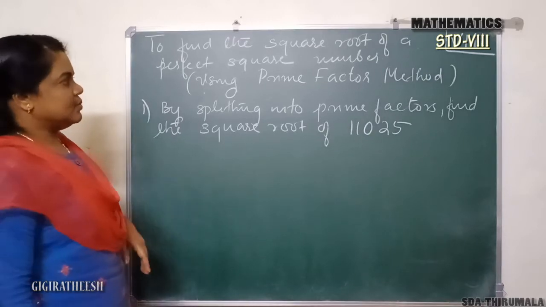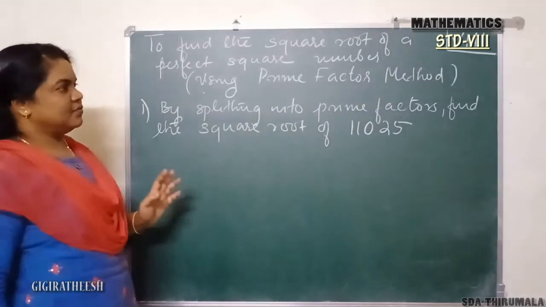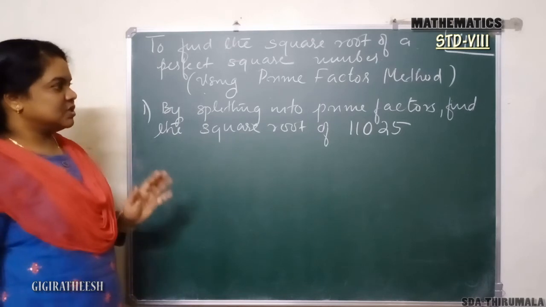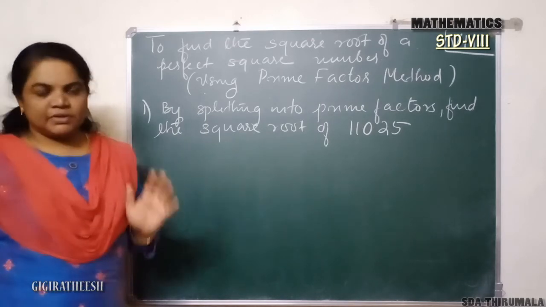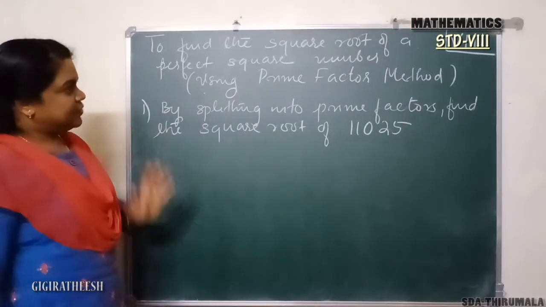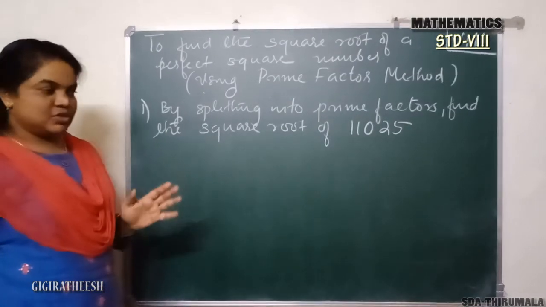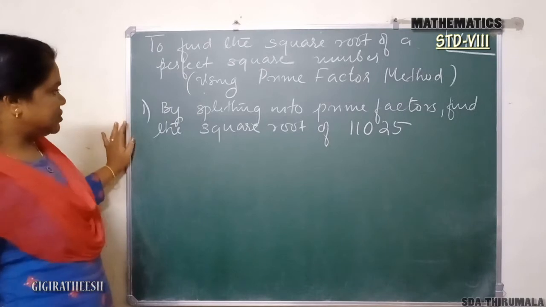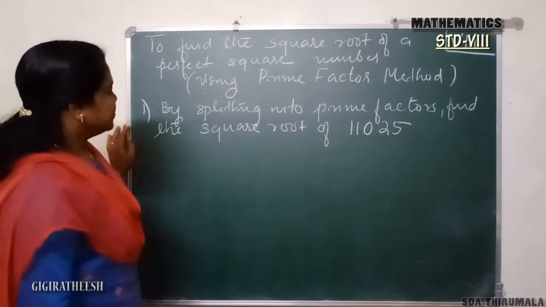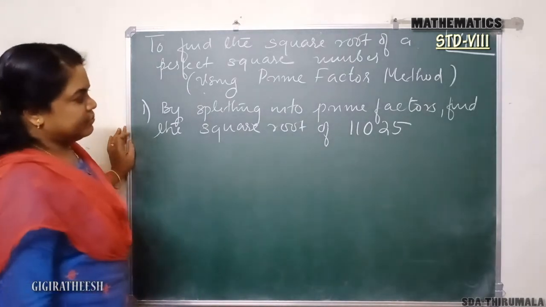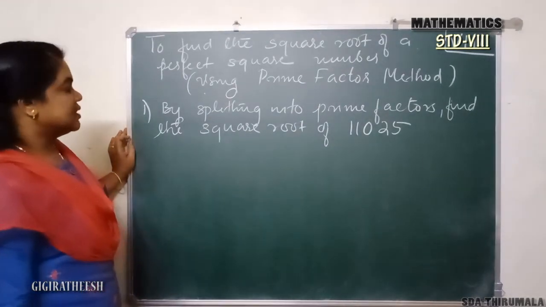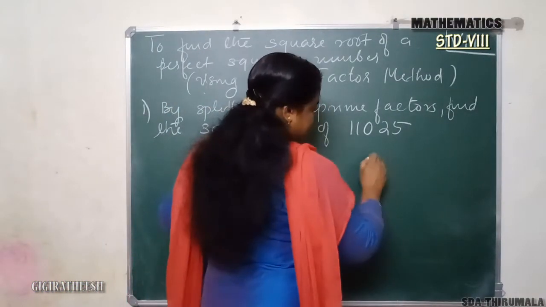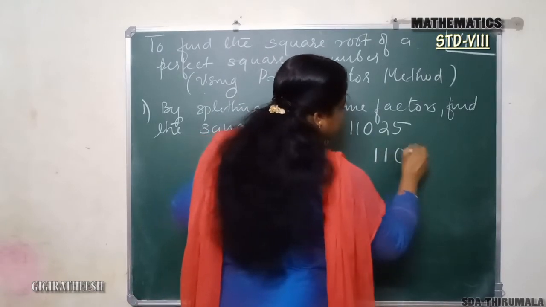Next, to find the square root of a perfect square number using the prime factor method. You know about prime factorization, you studied the prime factorization method. Here is a question for you. By splitting into prime factors, find the square root of 11,025. By using the prime factorization method, let's take 11025.